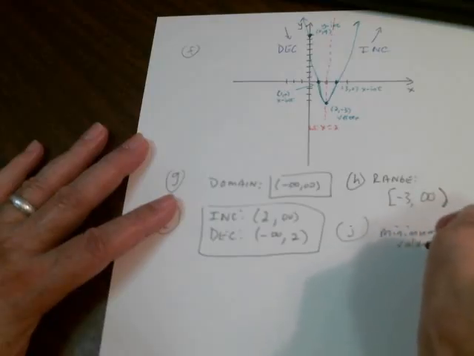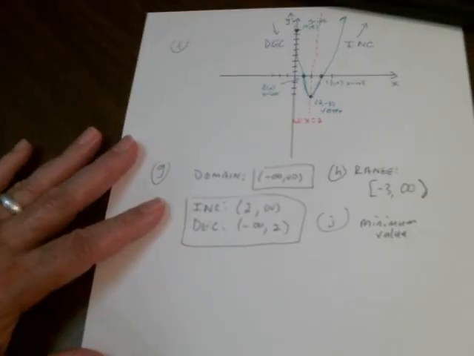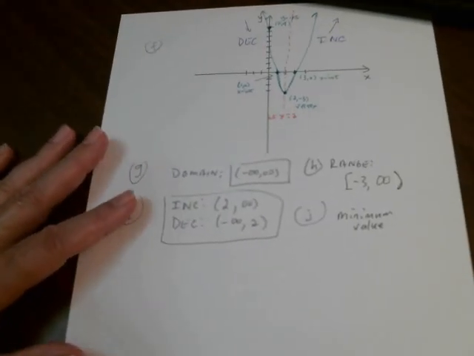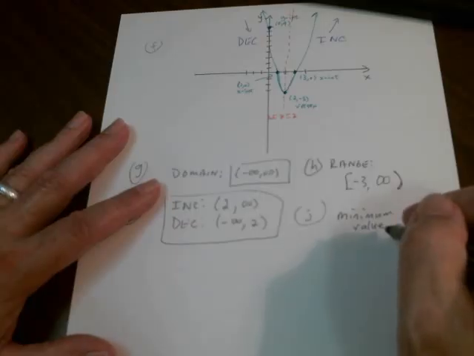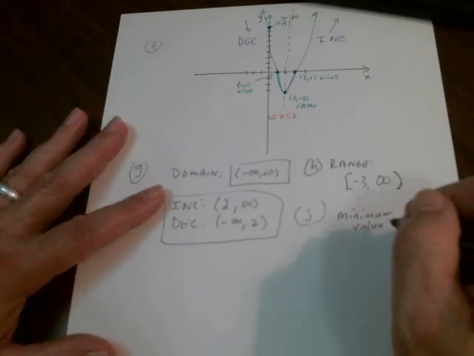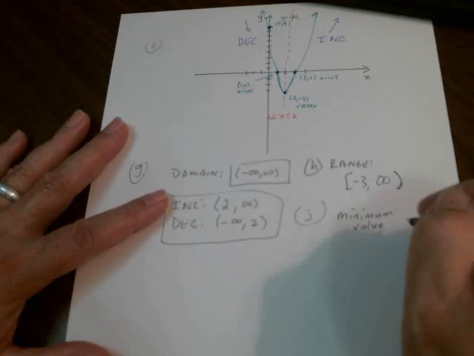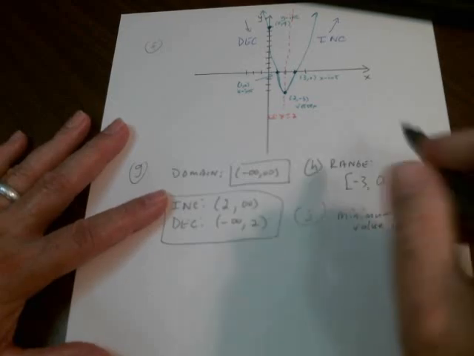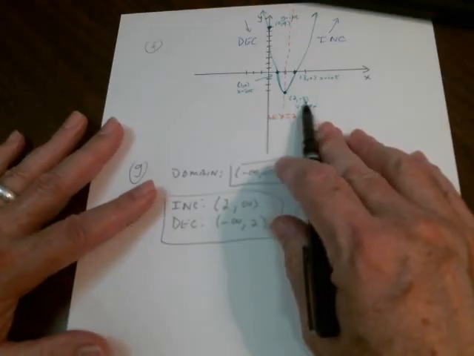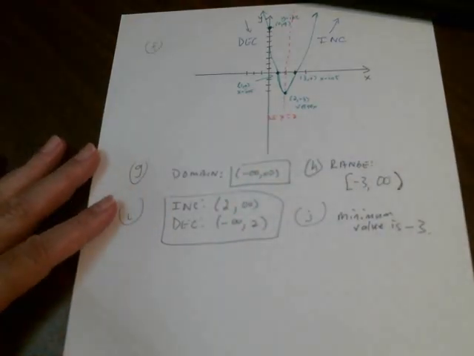Now, here we have to decide: are we going to talk about a y value or an x value? The answer is a y value. When I say minimum value of the function, which is what I asked for in this question, the minimum value is going to be a y value. And that minimum value is -3, right there. Y value, not x value. And I think that does it.